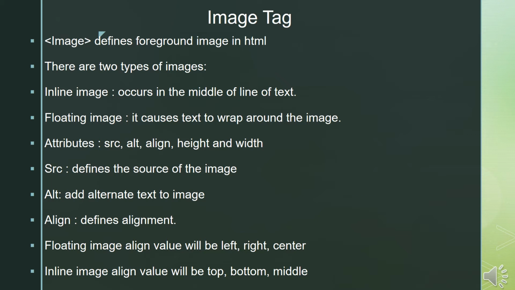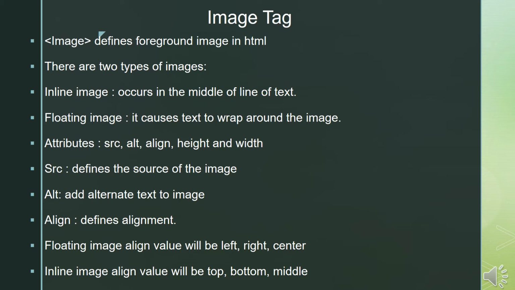Next is alt. It adds alternate text to an image. So if the image is not displayed by default, or if there is an error in the server connection, then in place of the image, that text will appear in that particular section.